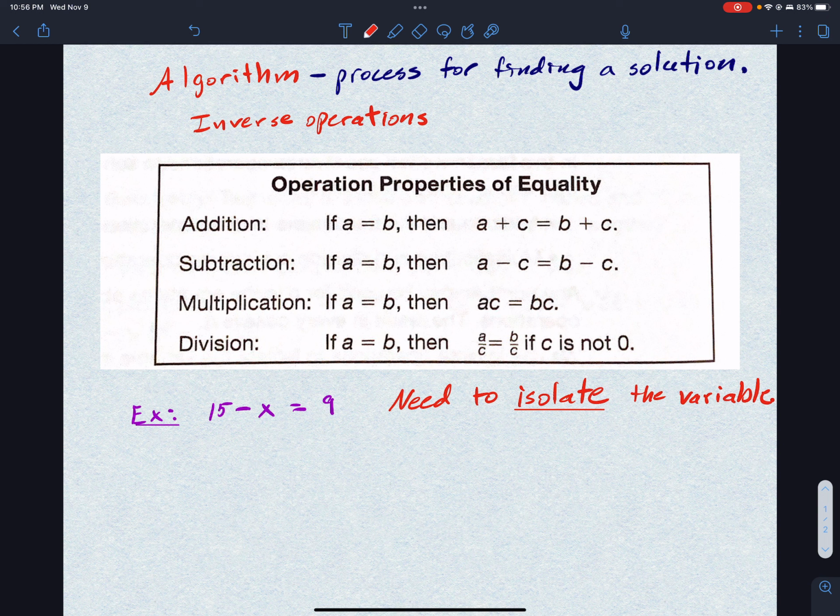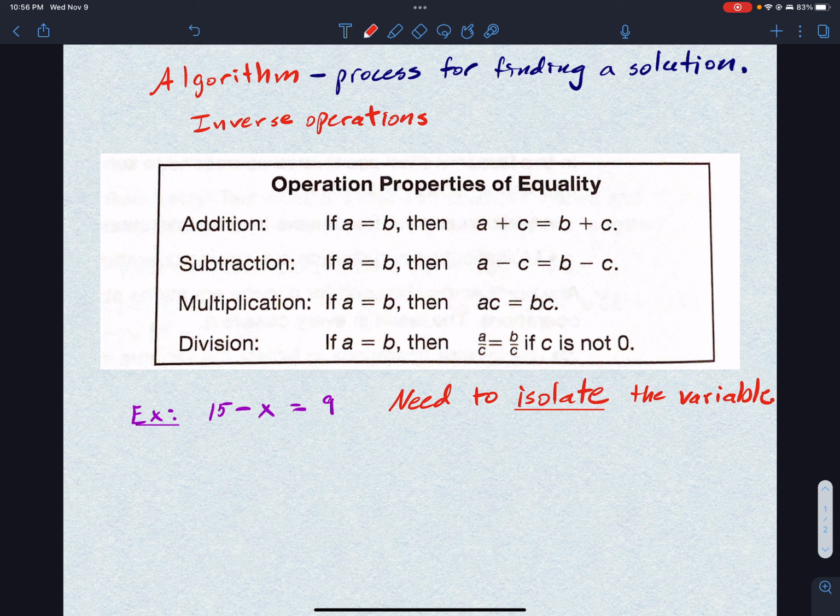And if we're trying to get x by itself, then we need to move everything that's around x, everything that's on the left side of the equal sign here, away from it. We need to get this x standing still. Nothing else can be on the left side of the equation. And in order to do that, we're going to use an inverse operation.